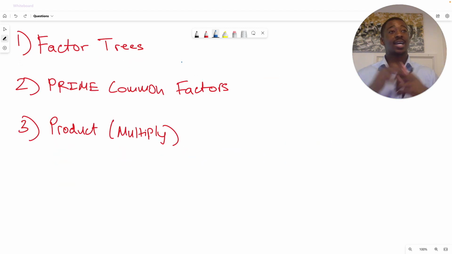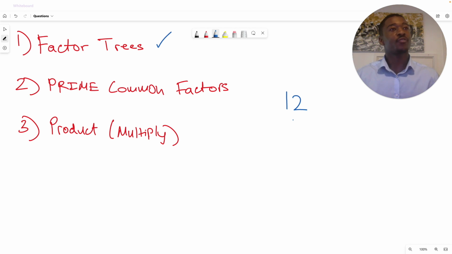Awesome. Now that we understand factors, we understand prime numbers, we can now move on to working out the highest common factor. Now, to work out HCF correctly, every single time, we have to follow 3 steps. The first step is we need to work out the factor trees or draw the factor trees. Factor trees are simply diagrams we draw that show us the factors of different numbers. So for example, if we go back to 12, let's draw the factor tree for 12.